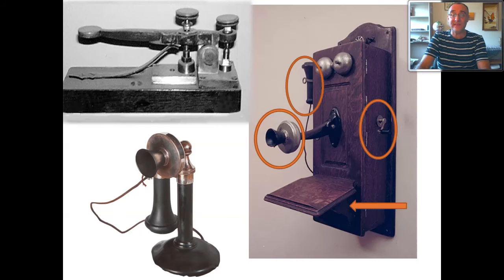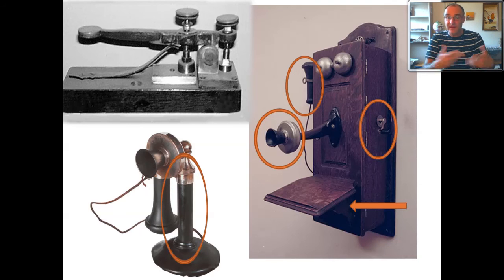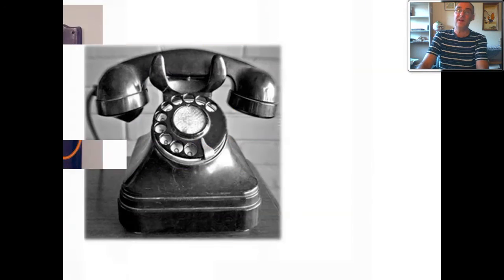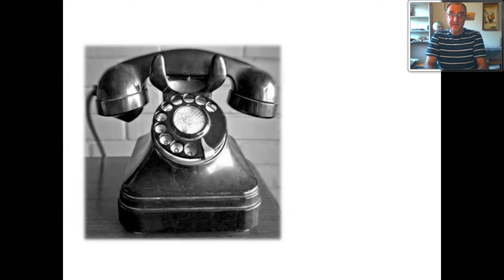Suddenly we had iterations like this, where we had a more mobile technology that you could actually hold in your hand, pick up, and move around a little bit while you were speaking on the phone. So the user's interaction with the technology shapes the evolution of that technology. Here we have an early 20th century telephone. I'm sure we've all seen iterations of this before, that you put your finger in and dial. It's called a rotary phone.